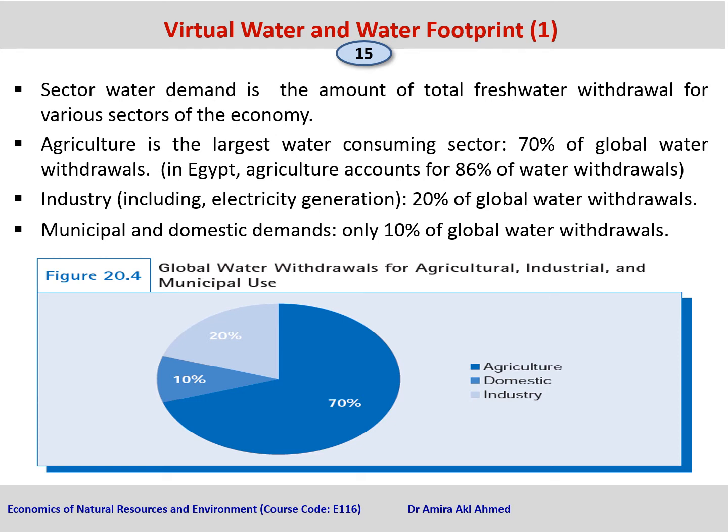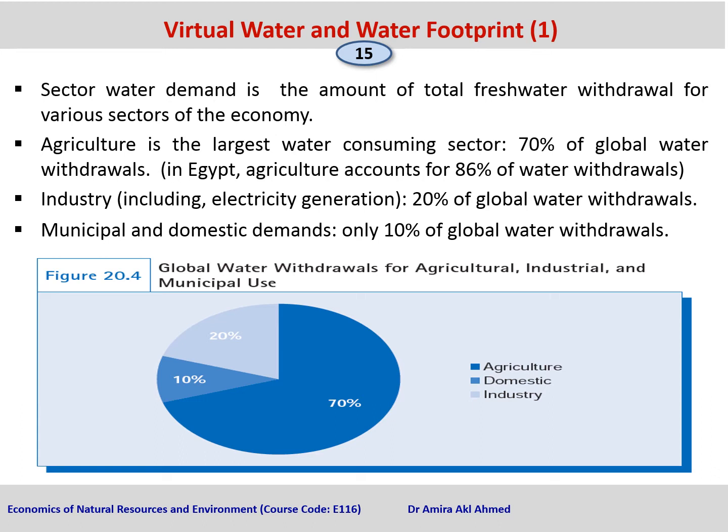Let's consider the uses of water in modern societies from a global perspective. We could use figure 20.4 in this regard. Water demand can be measured in a number of ways. The simplest way is the amount of total freshwater withdrawals for various sectors of the economy. According to figure 20.4, agriculture is the largest water-consuming sector.